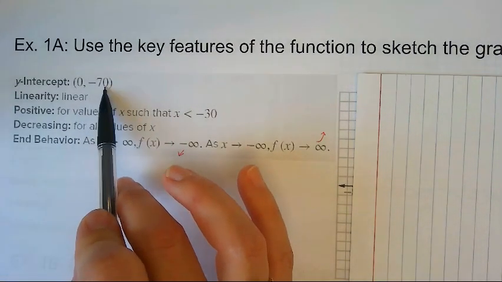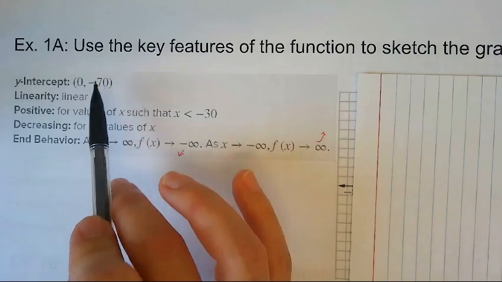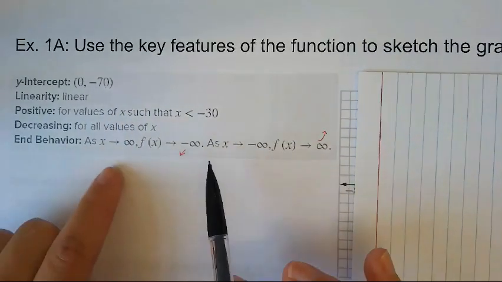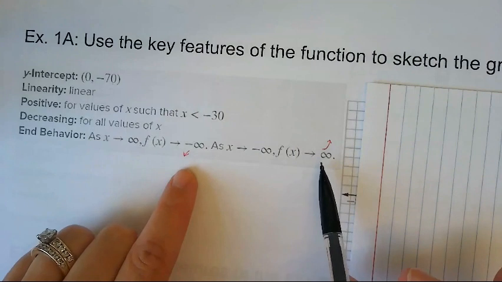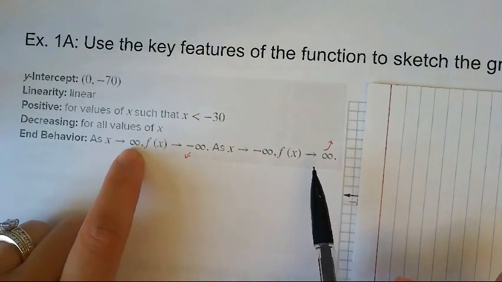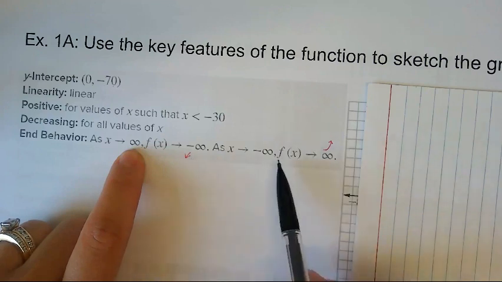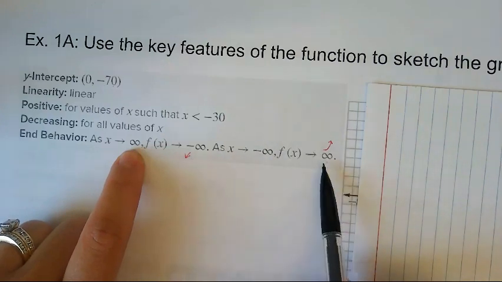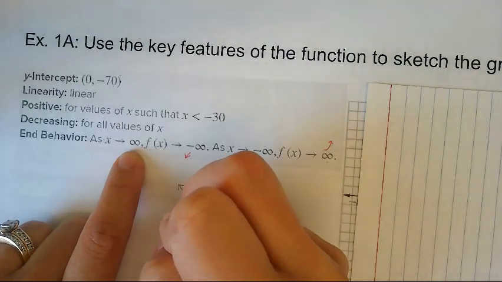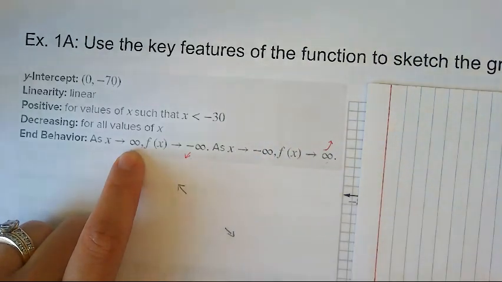So on the y-axis, put a point at -70. Then what's going to happen is I look at my end behavior because that's going to show my tails. As x is going positive, this is showing me that I'm going to end down. And as x is going negative, it's going to go up. So I know that my one on the left is going to be up and the one on the right is going to be down.